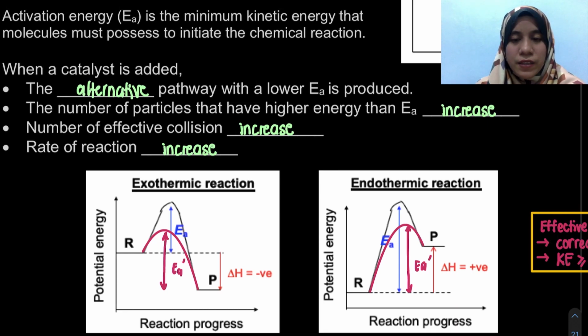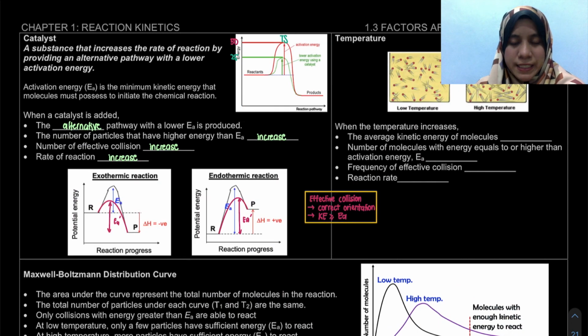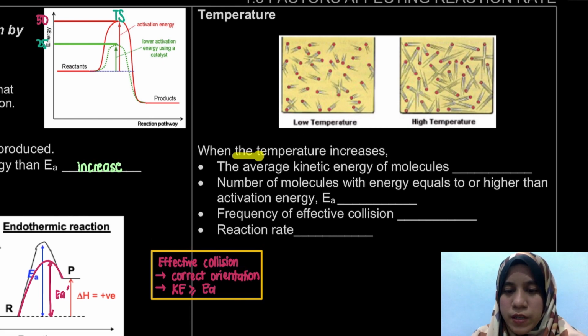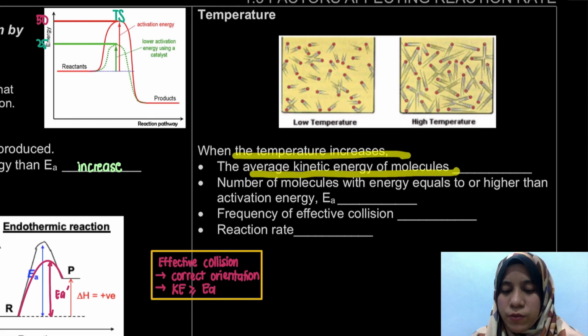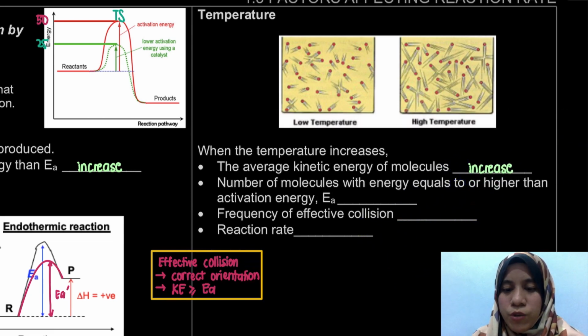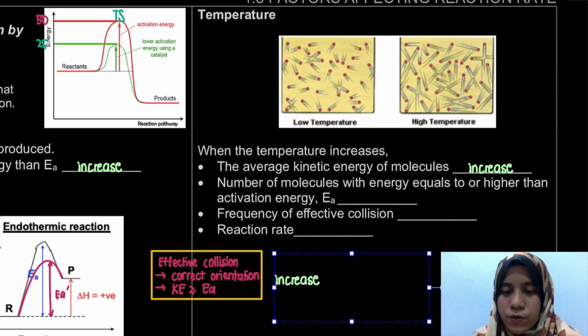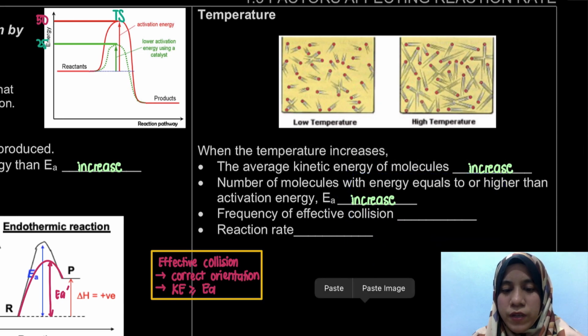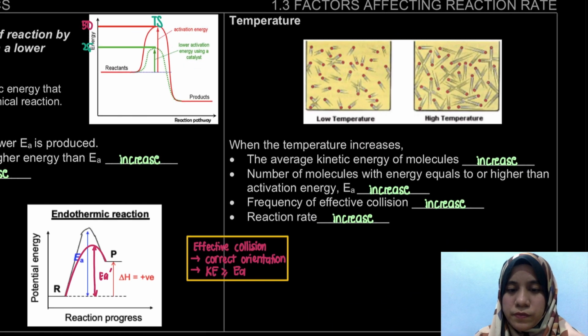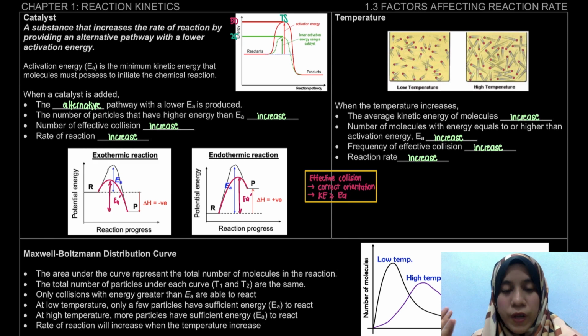Okay, and the last factor that we're going to look at is temperature. So when the temperature increases, the average kinetic energy of the molecules will increase. So the number of molecules with energy equal to or higher than activation energy will increase. So the frequency of effective collision increases, as well as the reaction rate. Okay, so that is all the factors that we have learned.